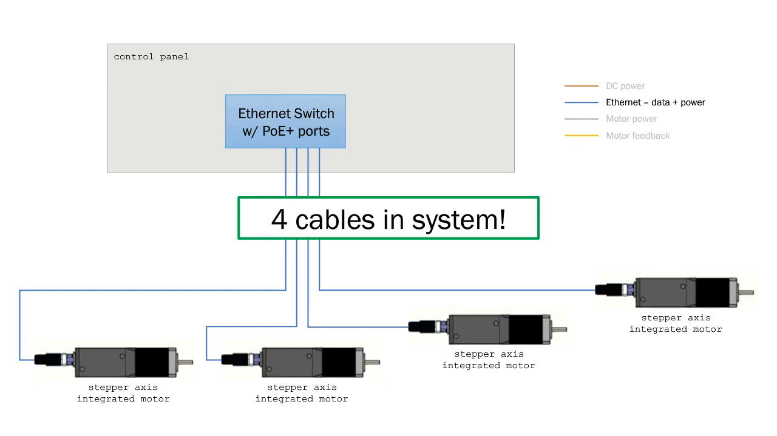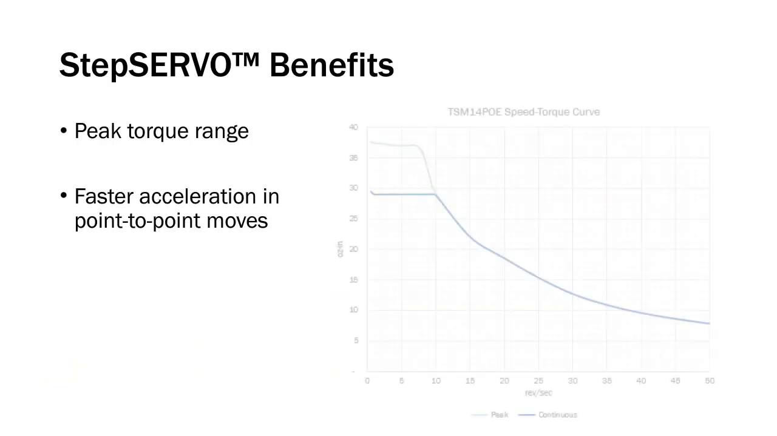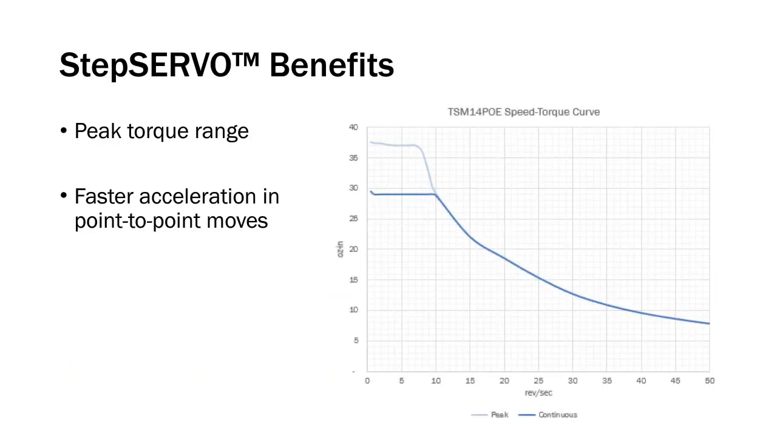Now I'd like to talk about a few benefits of step servo, so our closed loop stepper technology. This slide shows the speed torque curve of this TSM14 integrated motor. The dark blue line shows the torque versus speed that you would get from the motor alone, not taking into account closed loop control. So if you ran it open loop, for example.